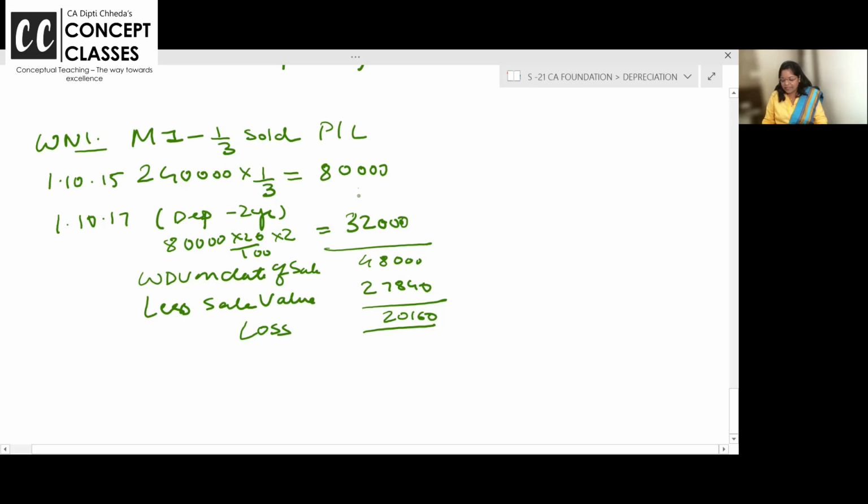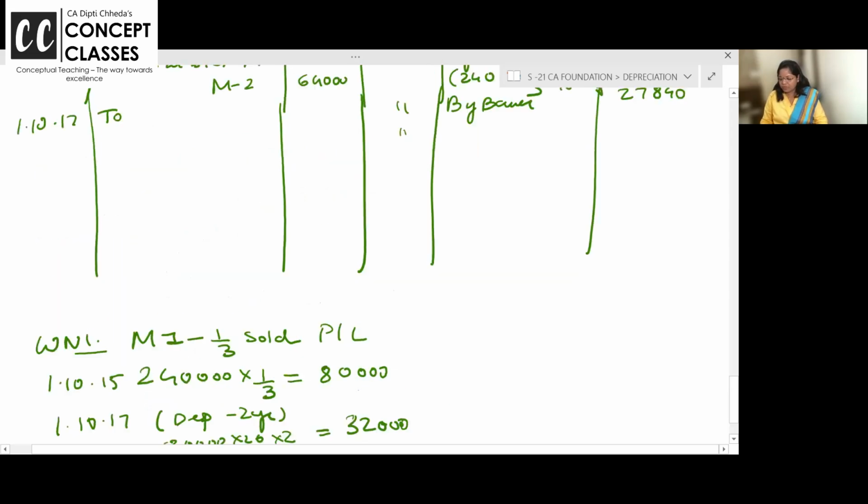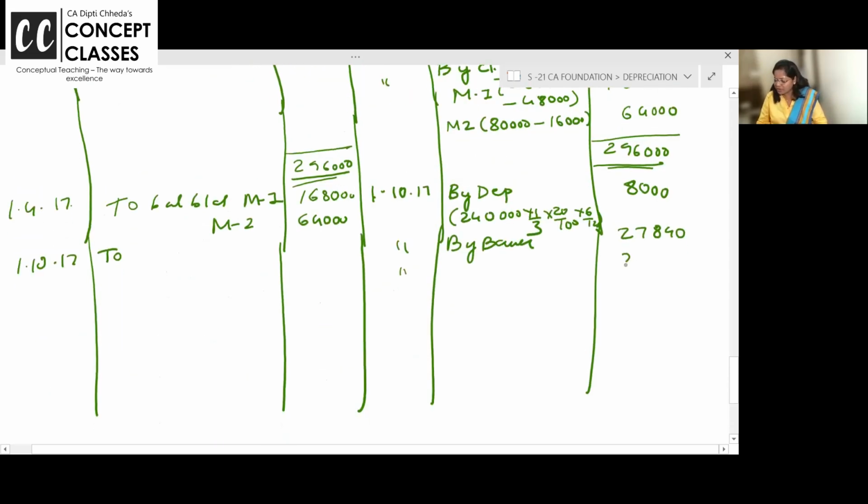240, 1/3, 80,000. 32,000 WDV, 48,000 sales value and loss you get. Okay? Let's go. So now write down loss is coming 20,160. By profit and loss account, refer working note 1.